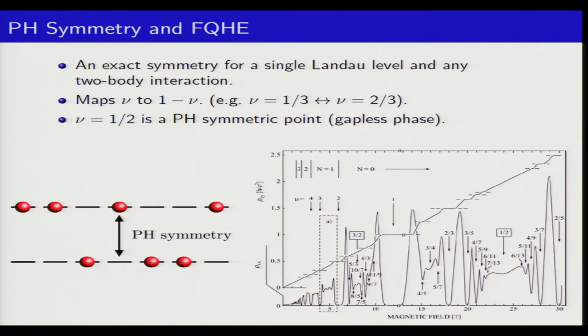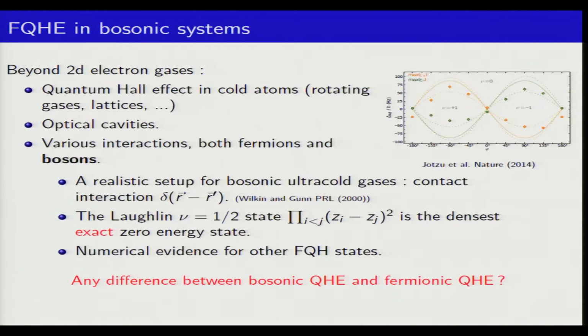And at one half, you see that there is no zero of the longitudinal resistance. There is no gapped phase. It's a gapless phase that is described by a composite Fermi liquid. So that was for fermionic systems.